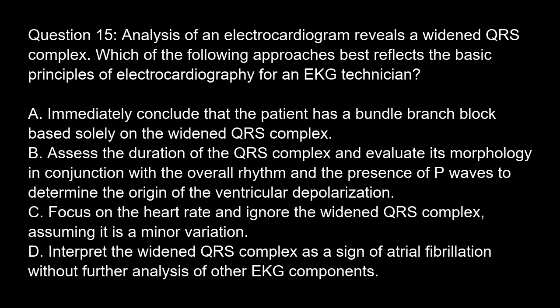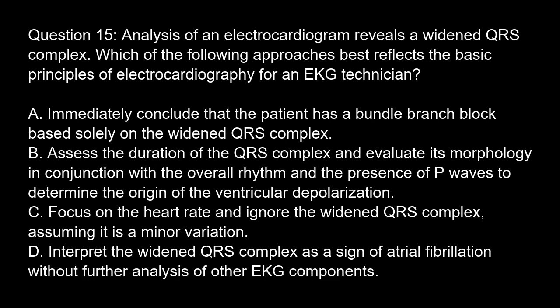Which of the following approaches best reflects the basic principles of electrocardiography for an EKG technician? Option A. Immediately conclude that the patient has a bundle branch block based solely on the widened QRS complex. Option B. Assess the duration of the QRS complex and evaluate its morphology in conjunction with the overall rhythm and the presence of P waves to determine the origin of the ventricular depolarization.